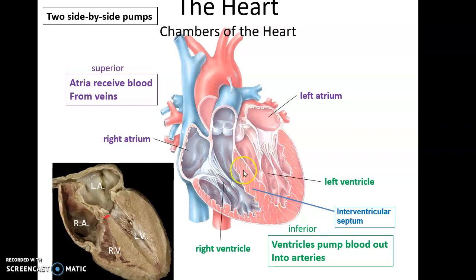This tissue here represents the interventricular septum. This is the wall that separates the right and left ventricles. So interventricular septum, right ventricle, left ventricle. And again, it's worth mentioning that the heart is 2 pumps that are side by side. The right pump sending blood to the lungs, the left pump sending blood throughout the body.